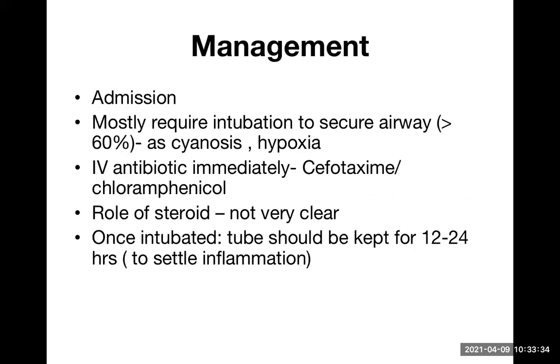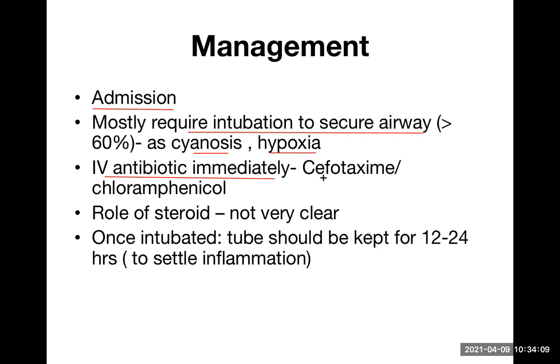Now, what is the management? How do we manage this type of child? We admit the child in the hospital because this is a very serious condition. You never discharge the child, okay? Always admission is done. And the child usually requires intubation to secure the airway, okay? More than 60% of the time, intubation is necessary because the child already has cyanosis or severe hypoxemia. And intubation should be done by a very experienced person. IV antibiotic is started immediately.